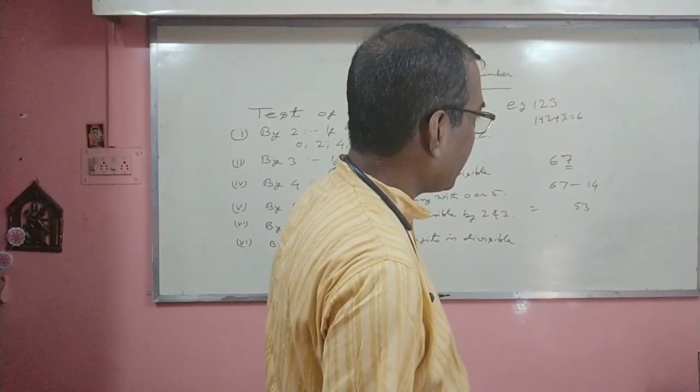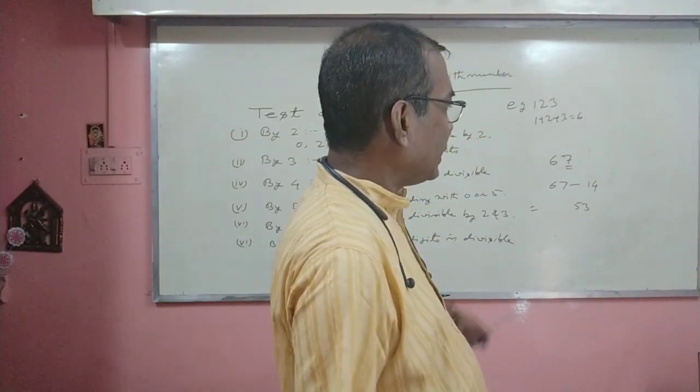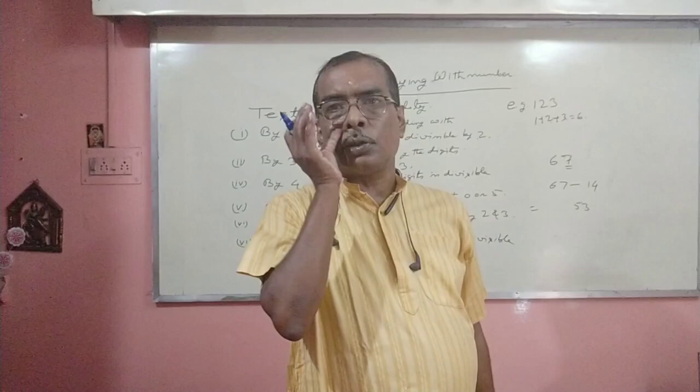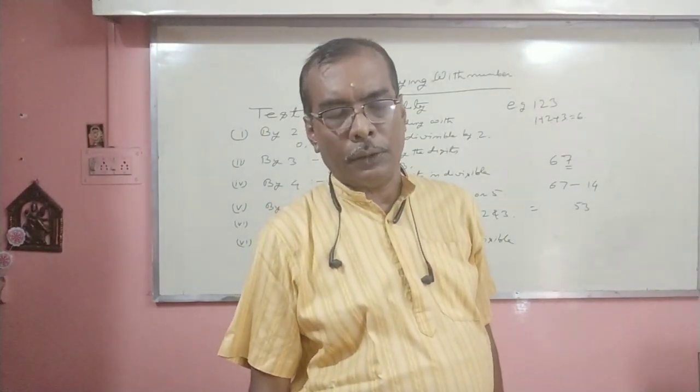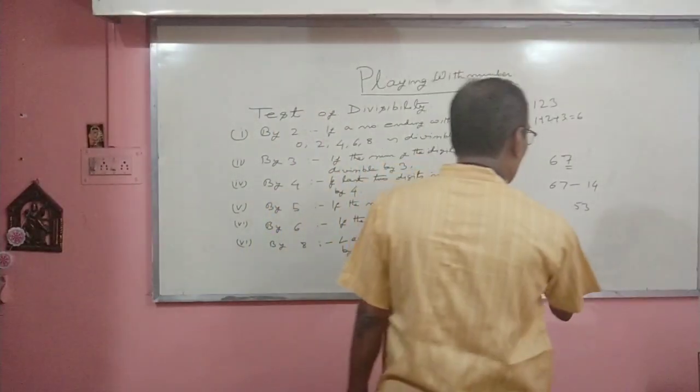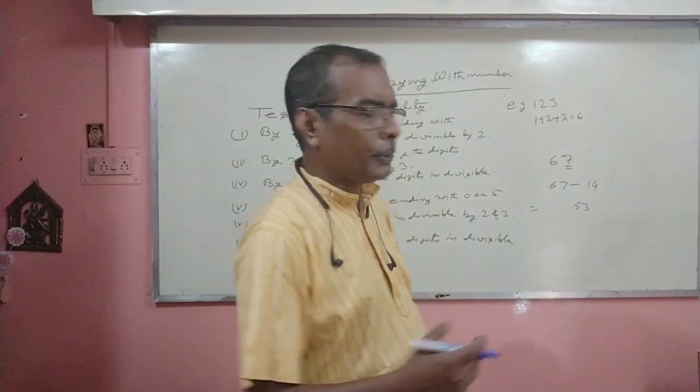572, 53. And this 53 is not divisible by 7, so naturally 572 will not be divisible by 7. Now the question is, why is this not that practicable?